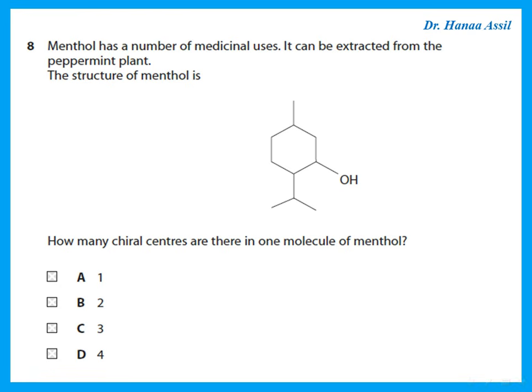Menthol has a number of medicinal uses. It can be extracted from the peppermint plant. The structure of menthol is this. How many chiral centers are there in one molecule of menthol? Remember that a chiral center is a carbon that is bonded to 4 different groups, or 4 different atoms. So where do we have chiral centers here? These are the chiral centers that we have. Remember that if they don't have 4 bonds, then the fourth is a hydrogen. So that means I have a total of 3 chiral centers.